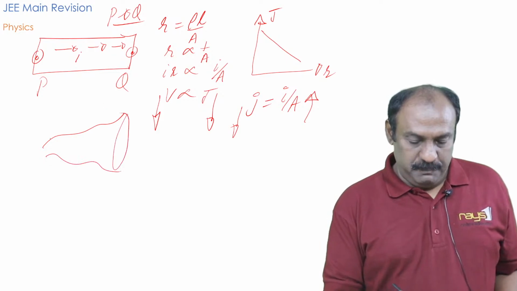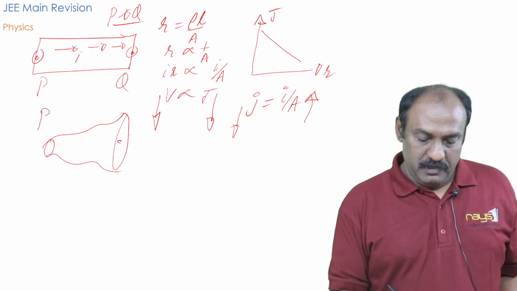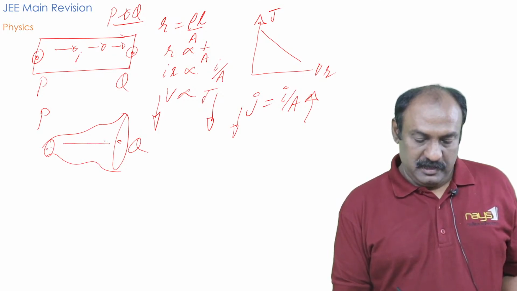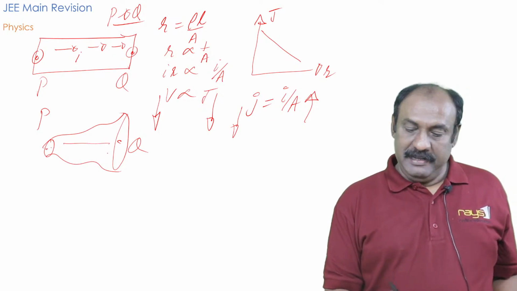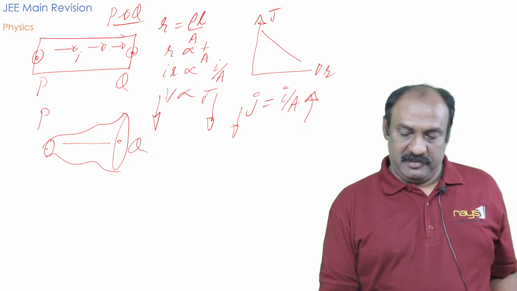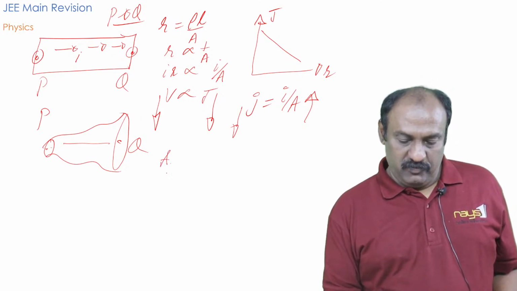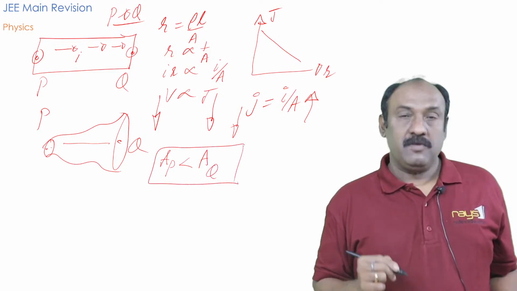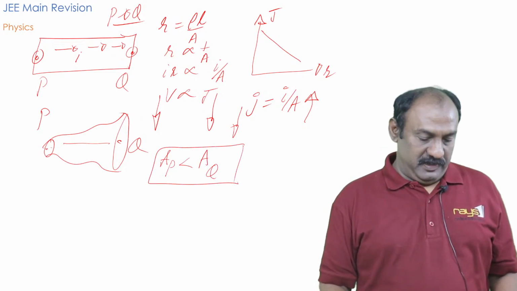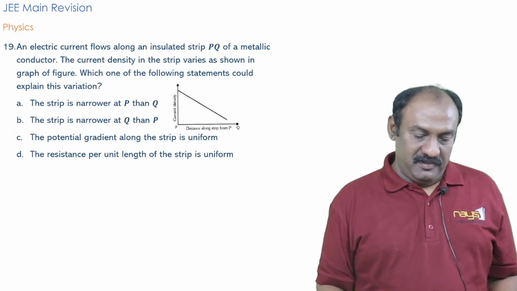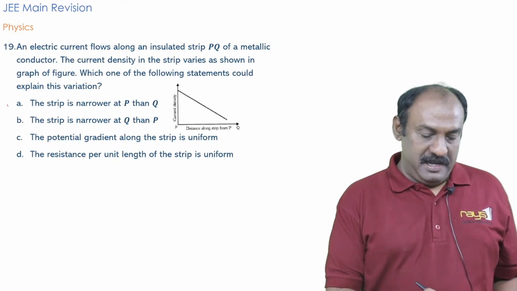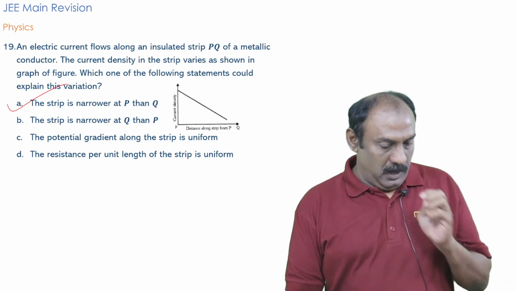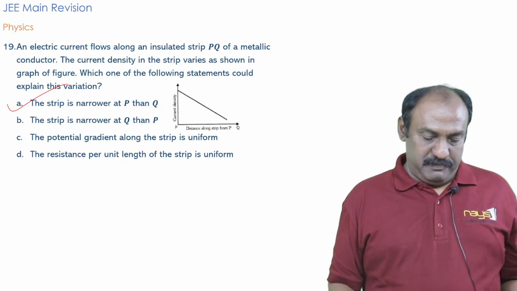So, for this strip, this is point P, this is point Q. Here current density decreases by increasing area of cross section. So, area at P is less than area of cross section at Q. On that basis you have to take the answer. For question number 19, the answer is: strip is narrower at P than at Q. So, option A is correct for question number 19.